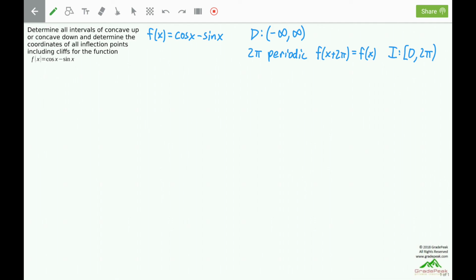The next thing to do is find all candidate numbers. We will need the second derivative for this. We will start with the first derivative. F prime of x equals, the derivative of cosine is negative sine of x, minus the derivative of sine x is cosine of x.